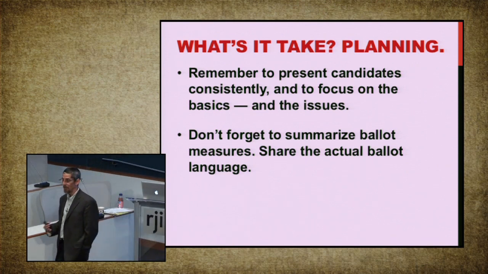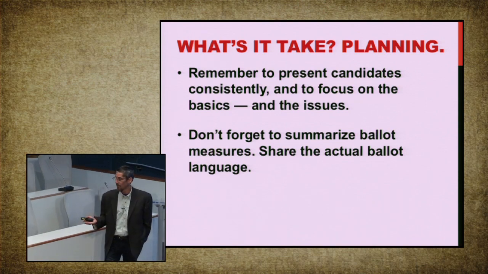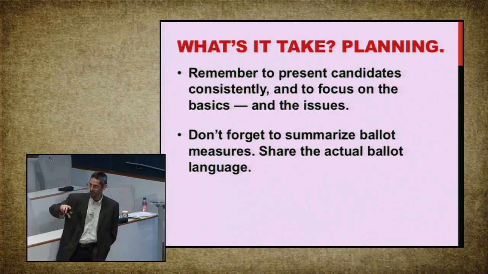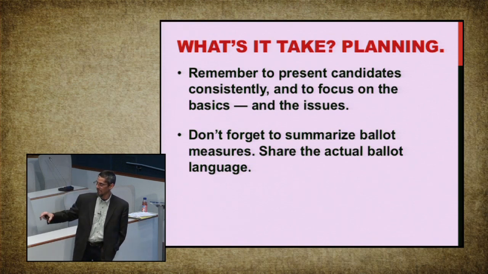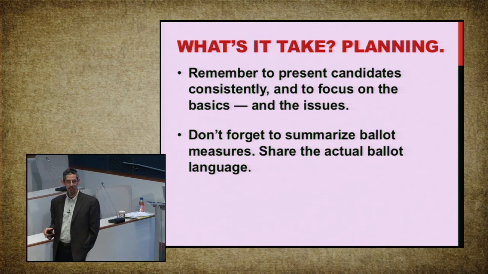Remember to tell people how much it would affect them. So if I own a $100,000 house, how much is it going to cost me in additional taxes per year? So basic description, arguments for and against, and then give them the actual ballot language if you can.